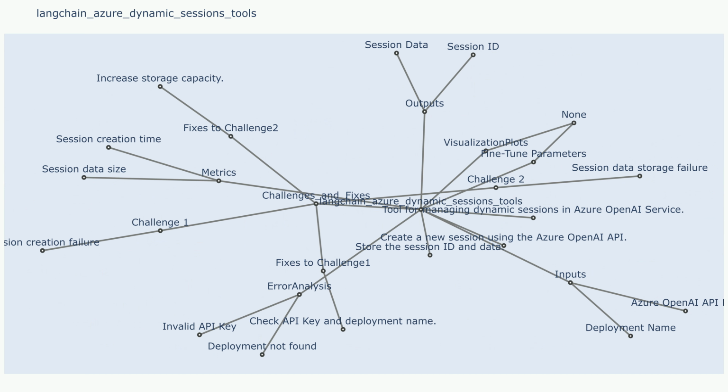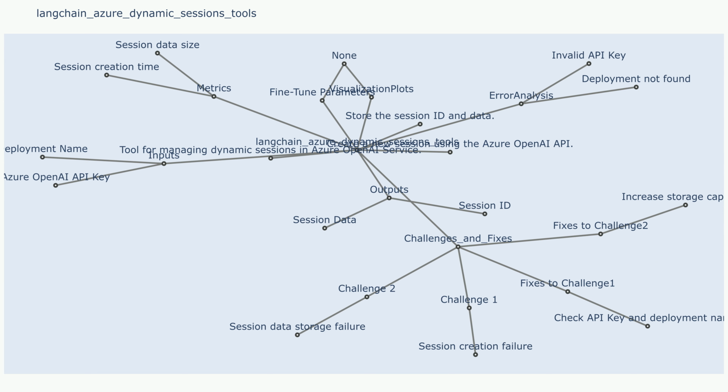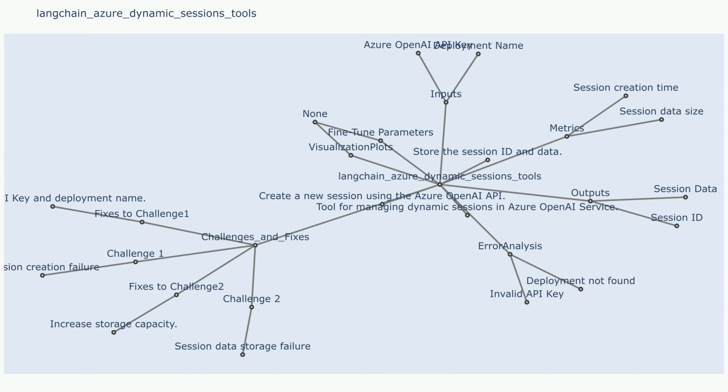Fine-tune parameters. Azure OpenAI model, select the appropriate Azure OpenAI model, e.g. Text DaVinci 003, GPT-3.5 Turbo based on the application's requirements. Temperature, control the creativity and randomness of the Azure OpenAI model's response. Top P, adjust the probability distribution of the model's output to balance creativity and coherence.